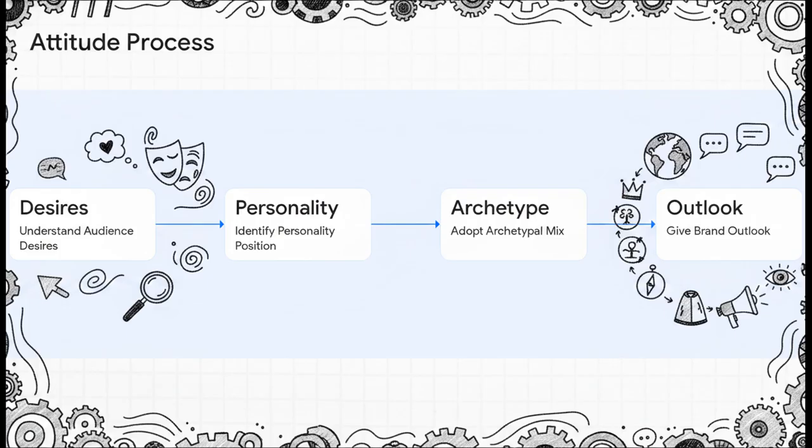So step 1, you need to deeply understand your audience's core desires. Step 2, identify a personality position that actively meets that desire. Step 3, adopt the right mix of archetypes. And finally, step 4, give your brand a real, tangible outlook and actual opinions on the world.